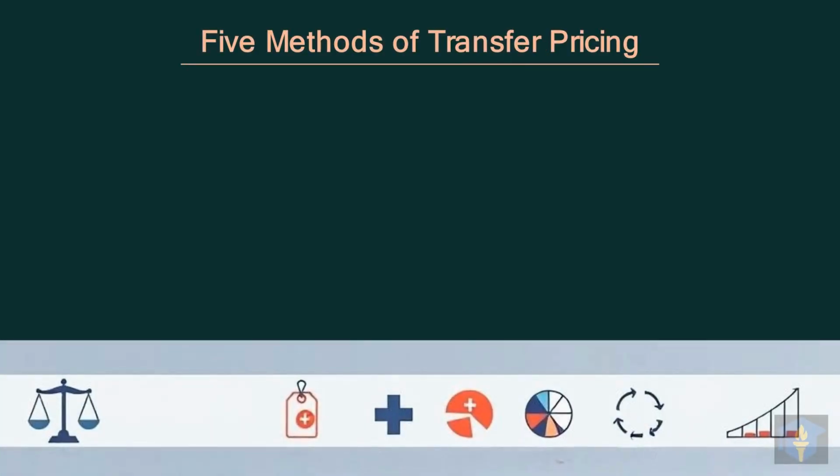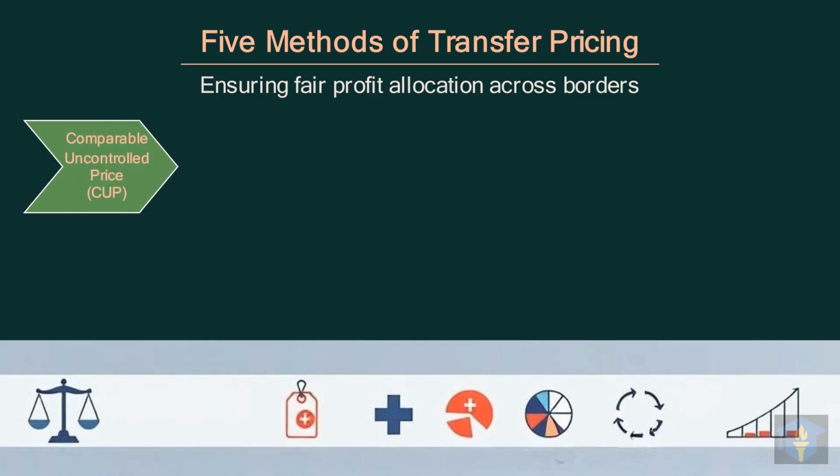Now let's explore the 5 primary methods of transfer pricing used by multinational corporations. These methods help ensure fair profit allocation across international borders for tax compliance. The first method is comparable uncontrolled price, often referred to as CUP. This approach compares prices of similar transactions between completely independent business parties.